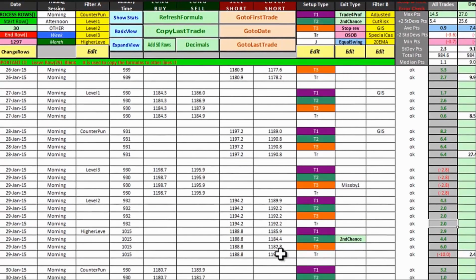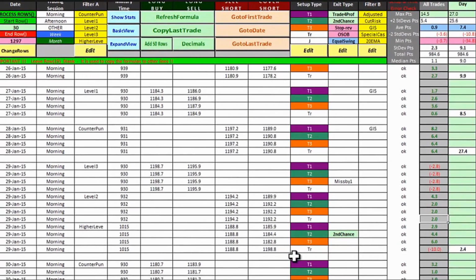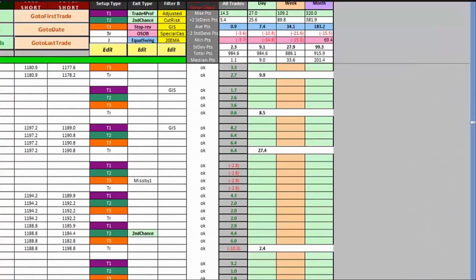Let me fix that. That's 10 points off, and it still ends up positive. That's the wrong number. It's supposed to be 1178.8. I accidentally put 1198.8. So let me put 1178.8. That's the exit. And that was a 10-point winner. And these 3 trades produced 22 points. That's tracking 3 targets and a trailer, 4 positions.